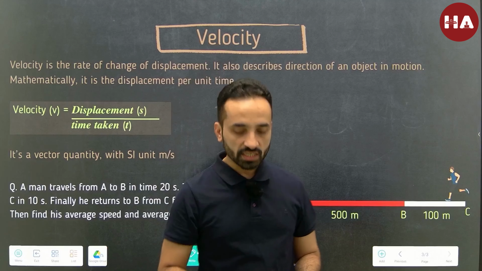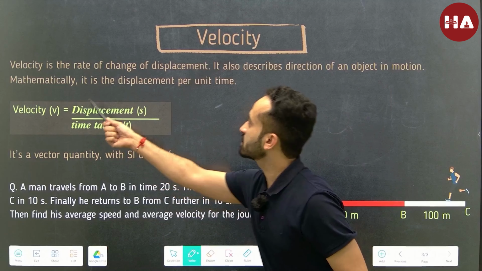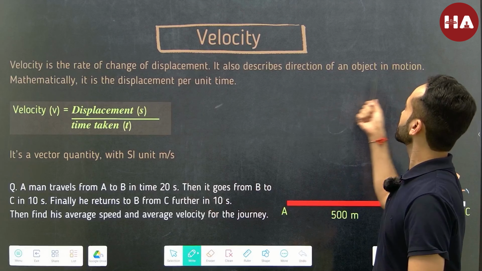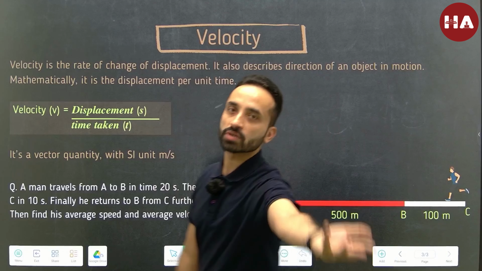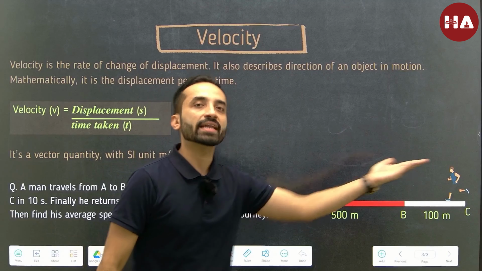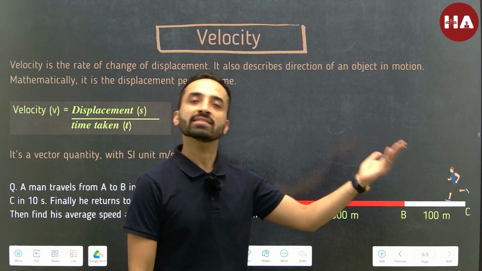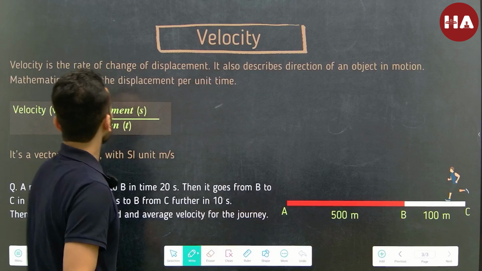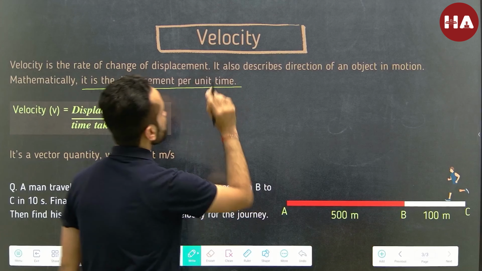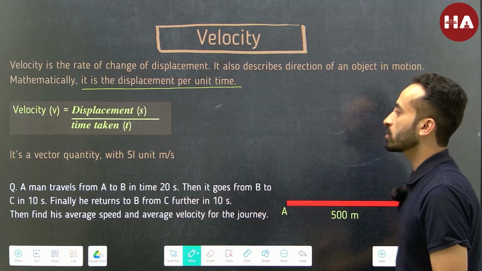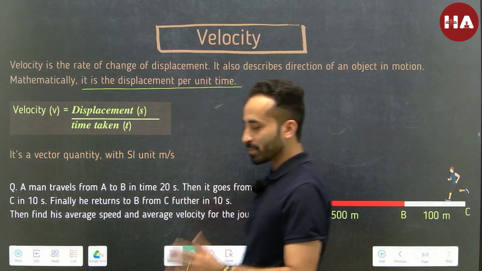Okay, so what is velocity? Velocity is the rate of change of displacement. It also describes the direction of motion. There is no doubt about it. Whatever is the direction of velocity is actually the direction in which an object is moving. Okay, mathematically it is the displacement per unit time. So again, it's a very similar thing. It is a vector quantity with SI unit meter per second.